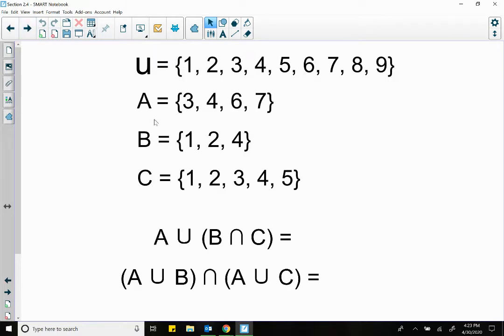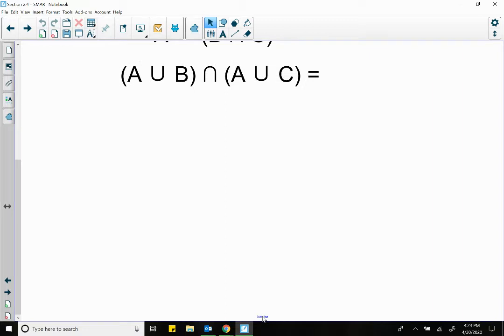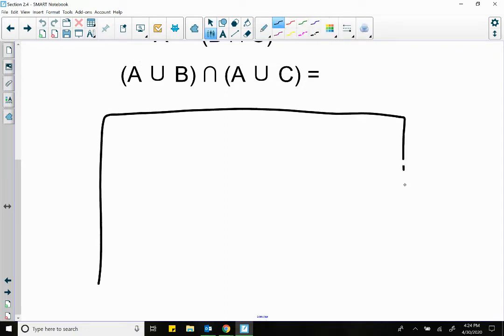So here's our information. We've got our universe: 1, 2, 3, 4, 5, 6, 7, 8, 9. We've got A, B, and C here as our subsets within that universe. So first off, let me tell you how to draw your Venn diagram. To draw your Venn diagram, again, just start with your rectangle.